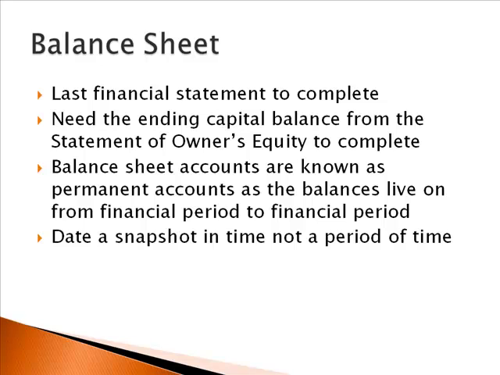Unlike income statement accounts, the balance sheet account balances live on from accounting period to accounting period, whereas the income statement accounts are zeroed out at the end of the accounting period and start all over for the next accounting period. The balance sheet provides a snapshot in time of the current financial position of the business. It's only a snapshot in time because as transactions occur, the current state is going to change. As of right now, the balance sheet accurately reports it, but tomorrow it will be different as transactions occur.